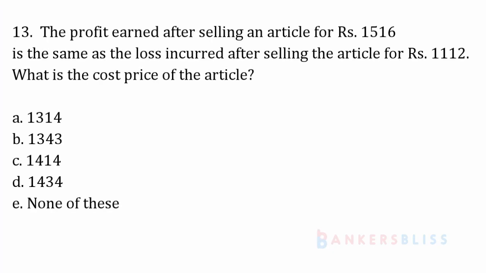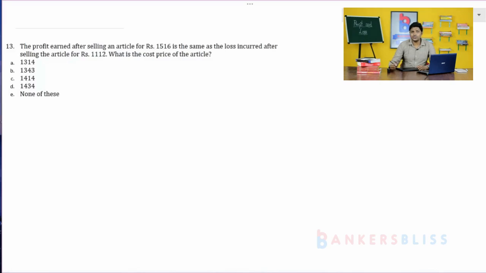Problem number 13. The profit earned after selling an article for rupees 1516 is same as the loss incurred after selling the article for rupees 3112. What is the cost price of the article? Very similar to the previous one. The difference between the cost price and the selling price in the first case is equal to the difference between the cost price and selling price in the second case.